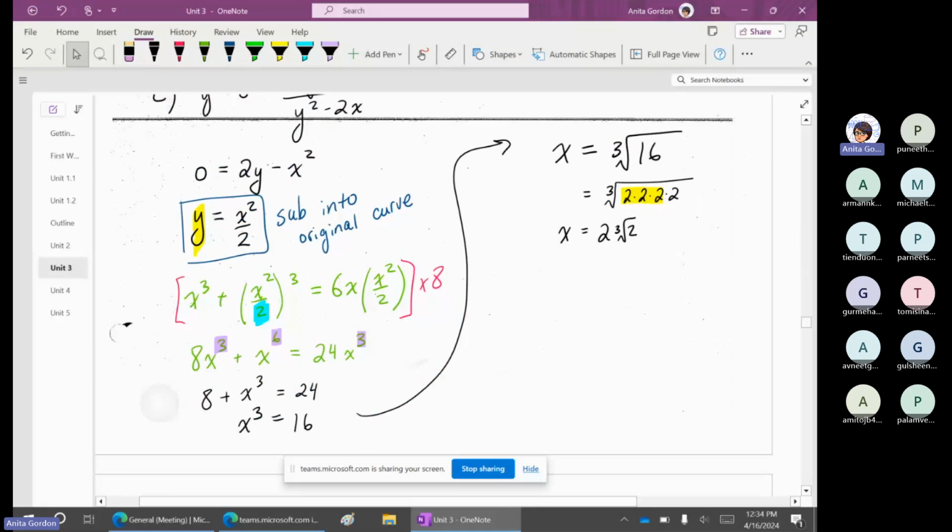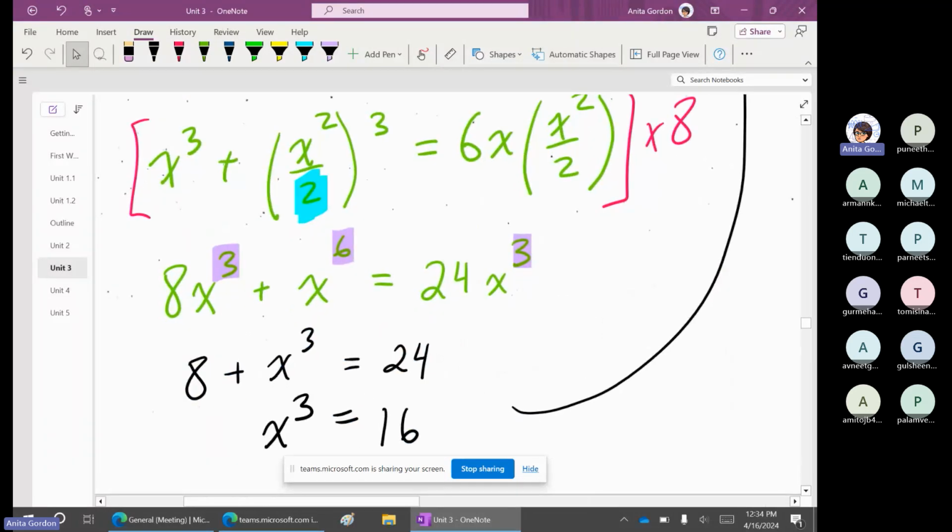Should it be x squared? Why do you think that? When we divide exponents, we subtract the exponents, not divide.